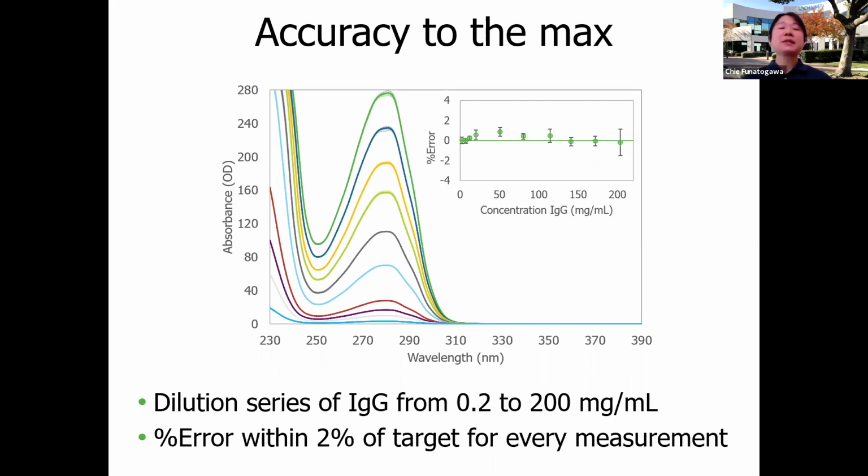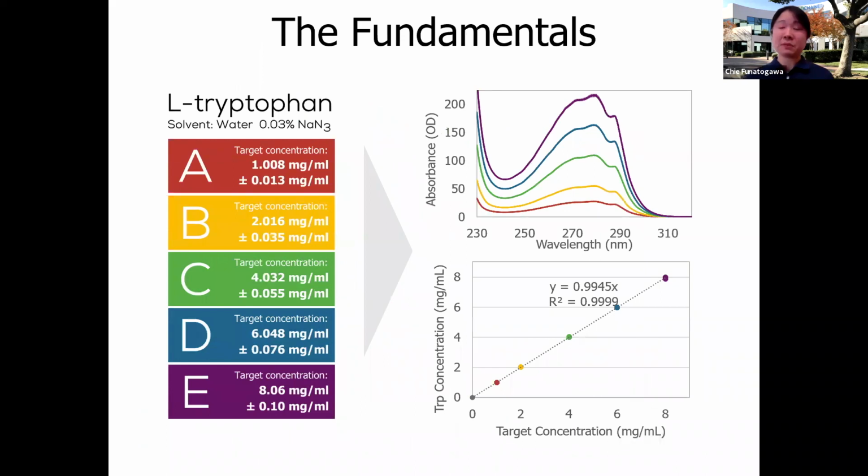And in this specific example, you can see that there's a dilution series of IgG from 0.2 to 200 mg per ml. This is actually done in octuplets. So there are 8 replicates that are overlaid on top of each other in this figure. So you can see the incredible precision of this instrument, and see essentially the percent error also, really showing you the accuracy of the new Lunatic and Stunner absorbance measurements.